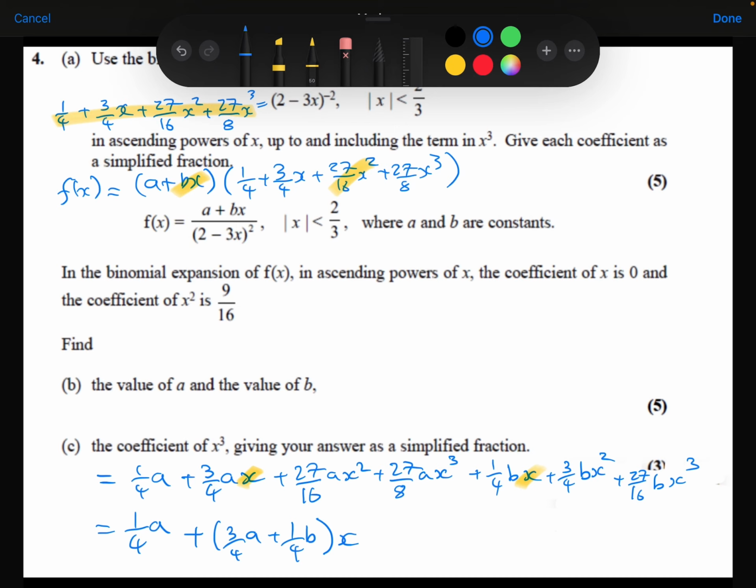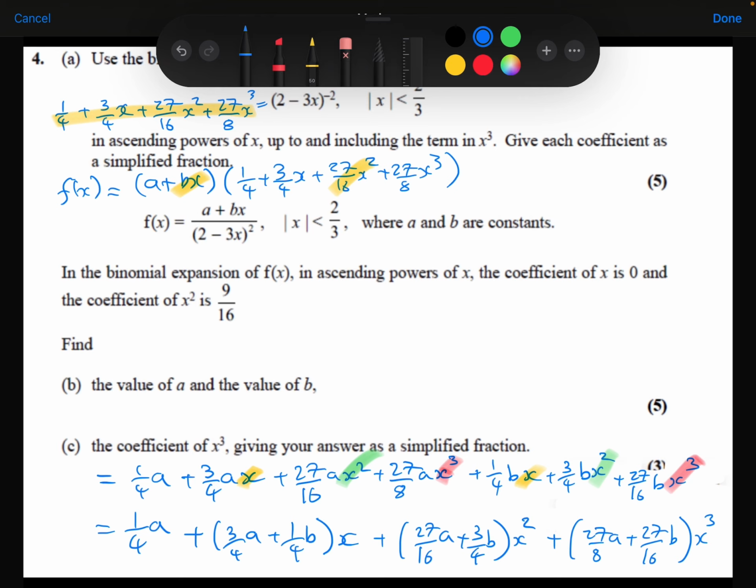Now let's look at the x squared terms. We've got an x squared term here and an x squared term there. So the coefficient of that is the 27 over 16a plus the 3 over 4b. And then let's look at the x cubed terms. We've got an x cubed term here and an x cubed term here. So the coefficient of those is 27 over 8a plus 27 over 16b, x cubed.